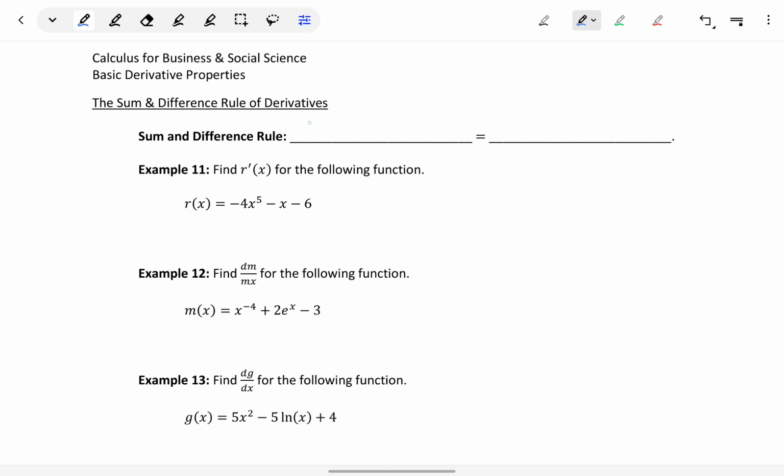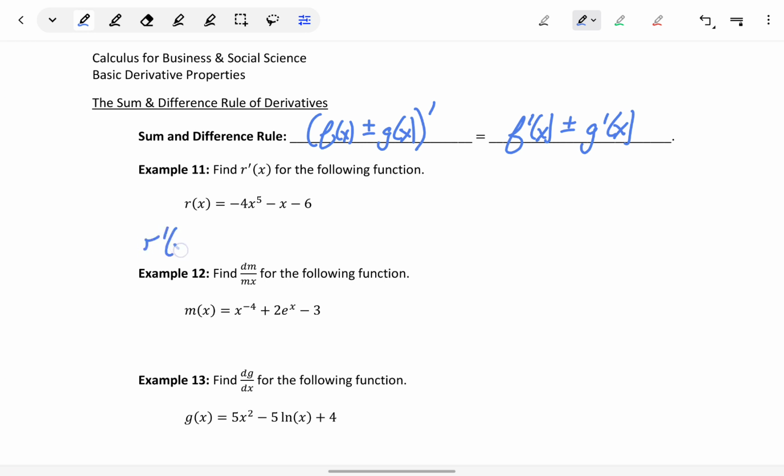And our sum and difference rule is going to tell us that in order to take a function f of x, either plus or minus g of x, and differentiate it, we do that by just differentiating term by term. Meaning we'll find the derivative of the first term plus or minus the derivative of the second term. And we apply those properties that we've already established as we proceed through each term.